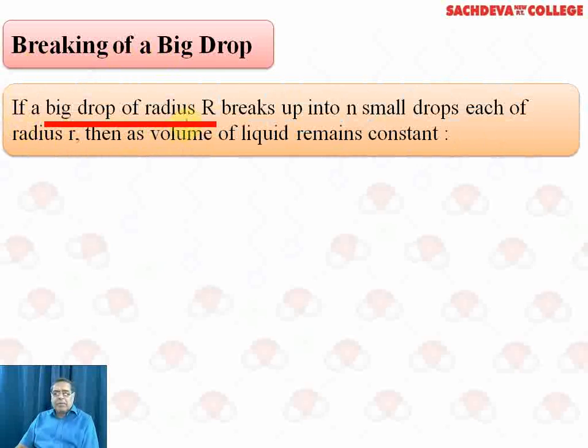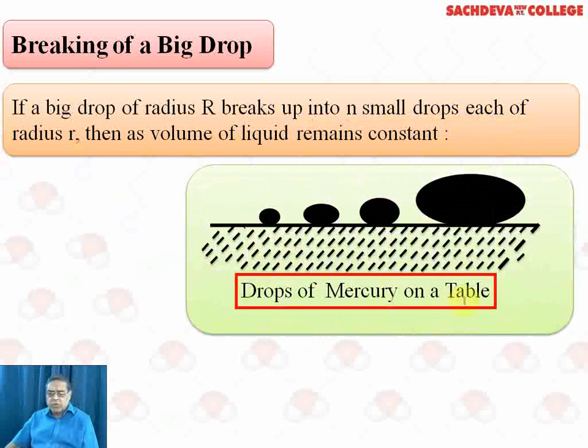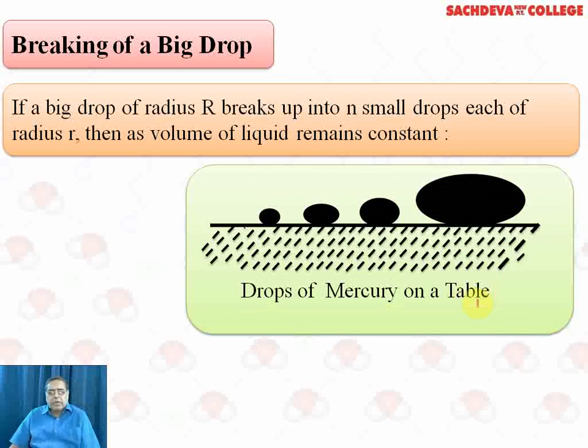If a big drop of radius R breaks into n small drops, each of radius r, then the volume of the liquid remains constant; the volume does not change. So drops of mercury are shown on the table. Smaller drops are spherical. As the drop becomes slightly heavier, we find that it will be stretched more due to surface tension, and a very big drop has larger surface tension.